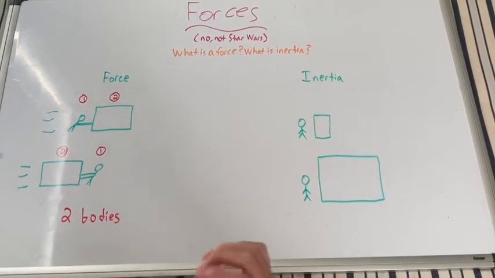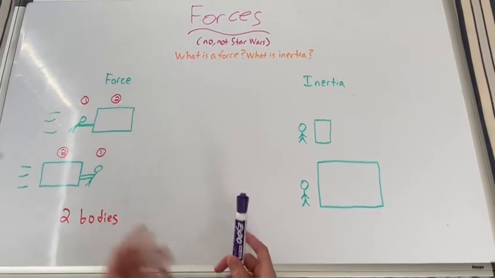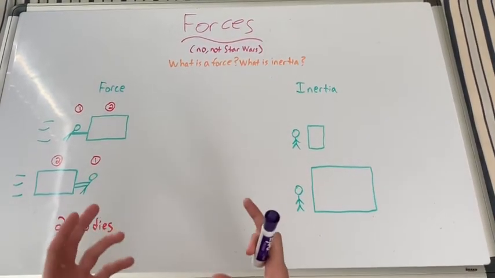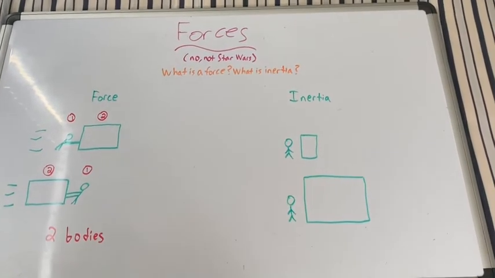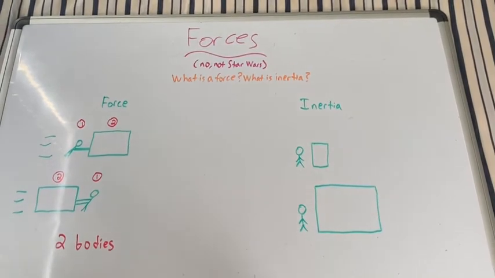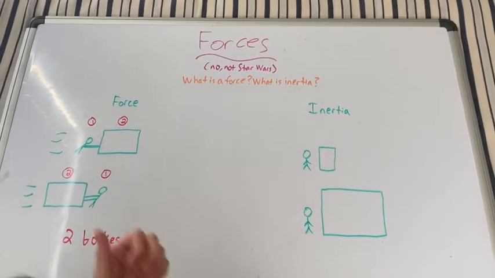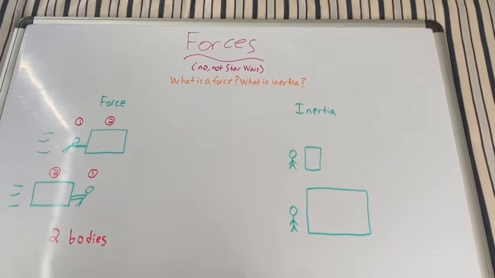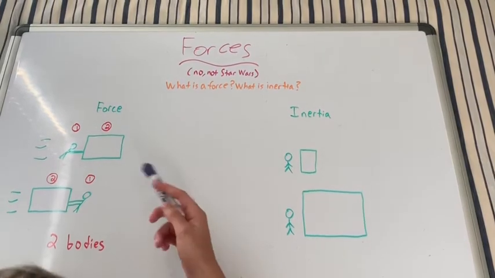So let's start with a force. A force is an interaction between two bodies. There cannot be a force without two objects. That's important to remember. And it's either a push or a pull between two bodies. And a force results in an object speeding up or slowing down, aka a change in motion, or an acceleration. So that's what a force is.